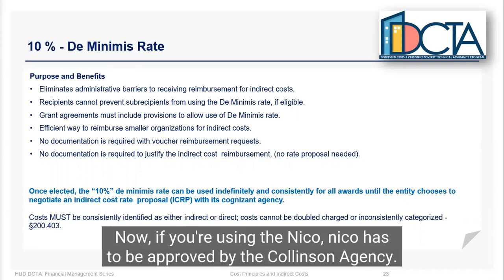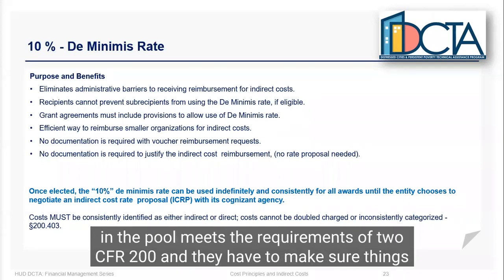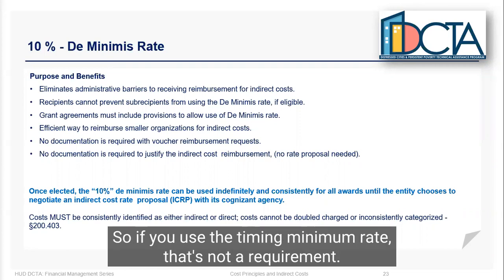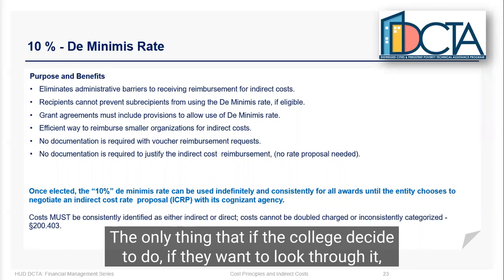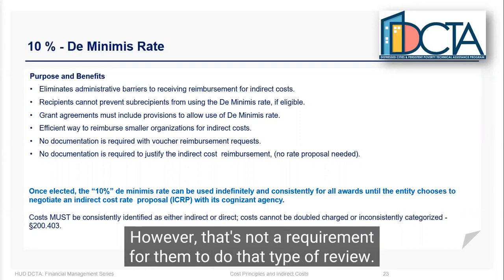Now, if you're using the NICRA, it has to be approved by a cognizant agency. They have to go through the indirect cost pool to make sure that everything in the pool meets the requirements of 2 CFR Part 200. And they have to make sure the things in the base meet the requirements of 2 CFR Part 200. If you use the 10% de minimis rate, that's not a requirement. If the cognizant agency wants to look through it, they can look through the modified total direct cost base. However, that's not a requirement for them to do that type of review.